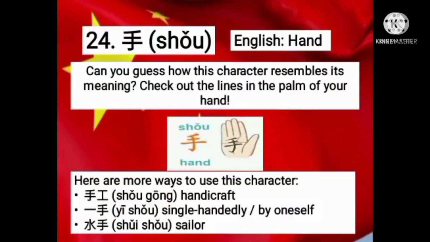24 is Shou, which means hand. Can you guess how this character resembles its meaning? Check out the lines in the palm of your hand. Here are more ways to use this character. Shou Gong means handicraft. Yi Shou means single-handedly or by oneself.